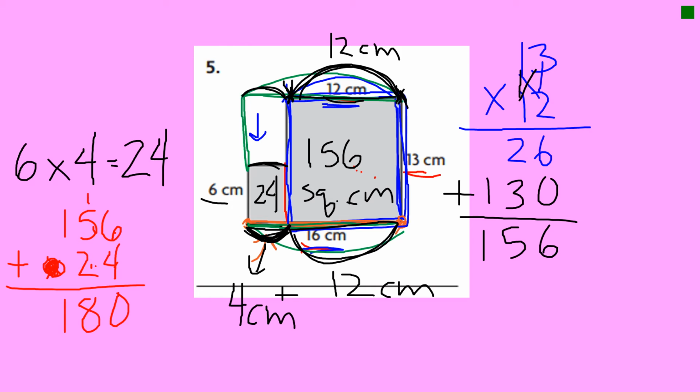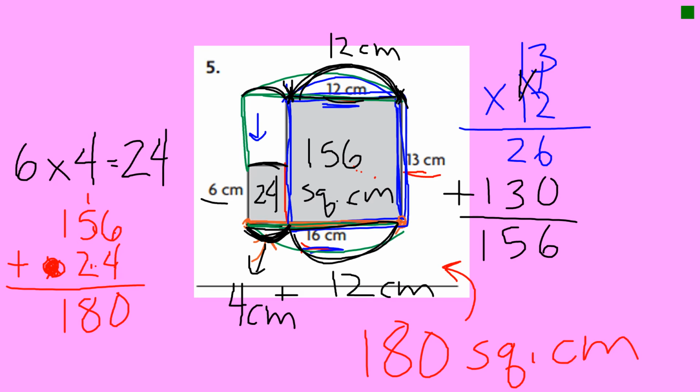Okay. So what is the combined area of those two rectangles? It's supposed to be written right there, but I'll write it down here. 180 square centimeters. Awesome. Guys, you're really getting the hang of this, okay? Just remember everything you know about rectangles. You got this.